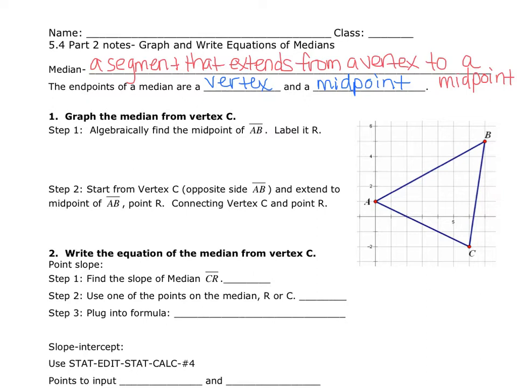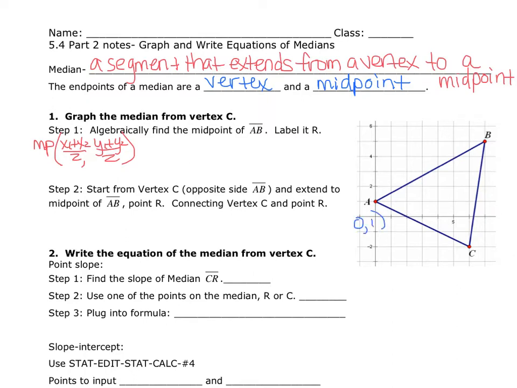So that's what we're going to do in number 1, to graph the median from vertex C. So this is vertex C, and we need to graph a median. The definition is from a vertex to the midpoint of the opposite side. So we've got to calculate this midpoint so that we know exactly where to draw our median. Remember again, midpoint formula on your charts: add the x's and divide by 2, add the y's and divide by 2. So first let's get some coordinates over here of A.